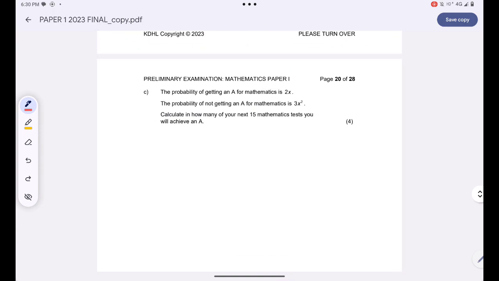Okay, we are told that the probability of getting an A in maths is 2x. That's 2x, and the probability of not getting an A, that's 3x squared. They want us to calculate how many of your next 15 mathematics tests you will achieve an A.